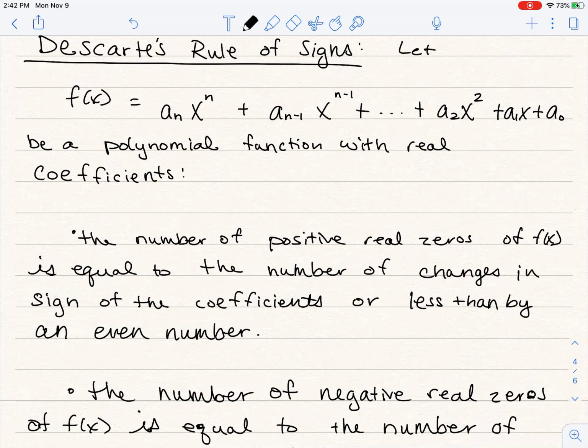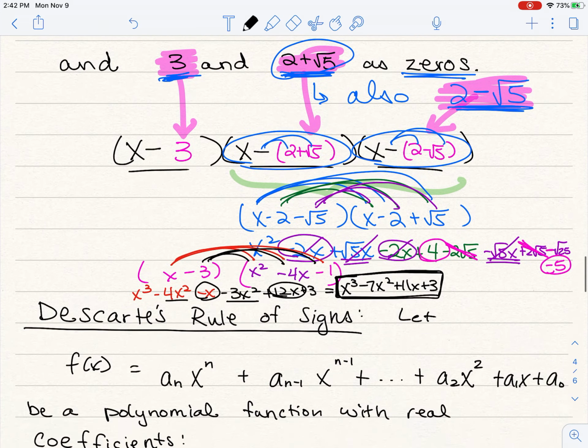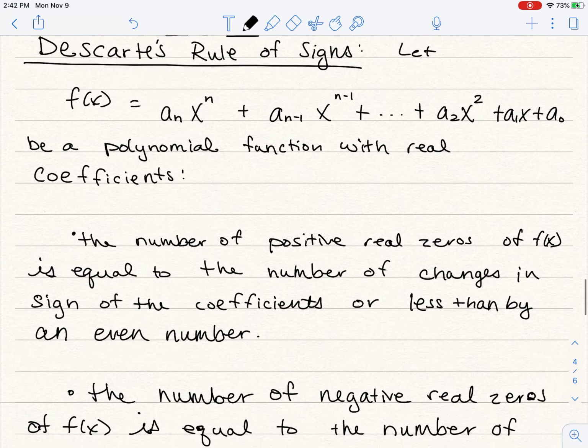Okay, last one: Descartes' rule of signs. Actually, I'm going to go over this in class because I feel like this video is too long.